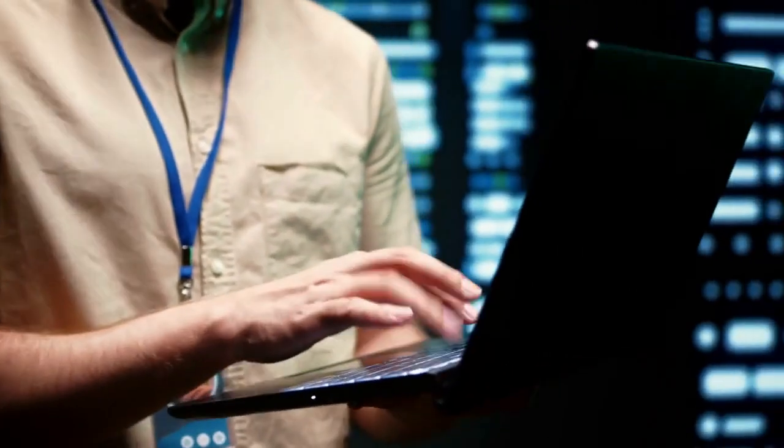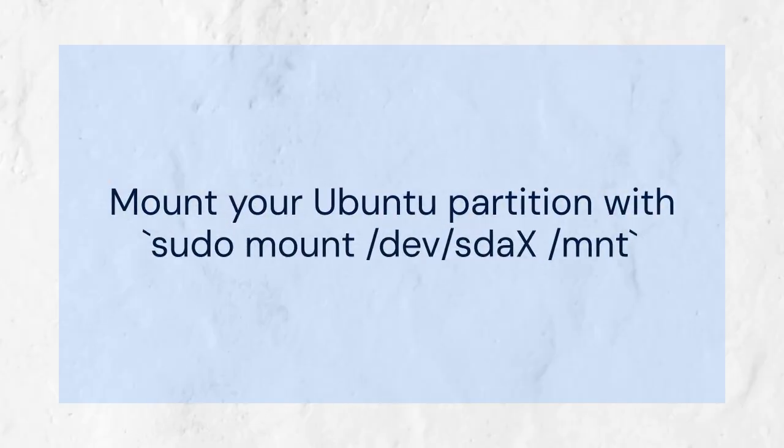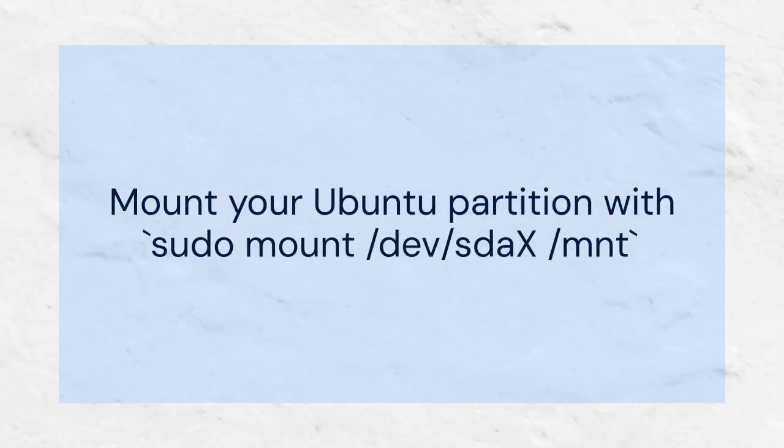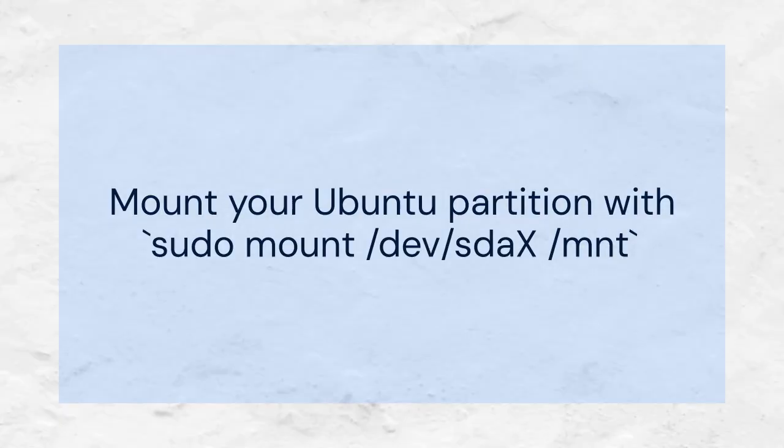Next, we'll mount the Ubuntu partition. Type sudo mount /dev/sdax /mnt. This command mounts your Ubuntu partition to the /mnt directory.